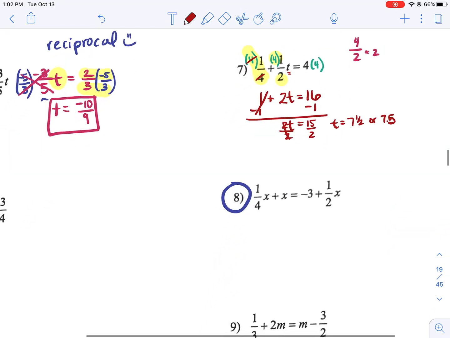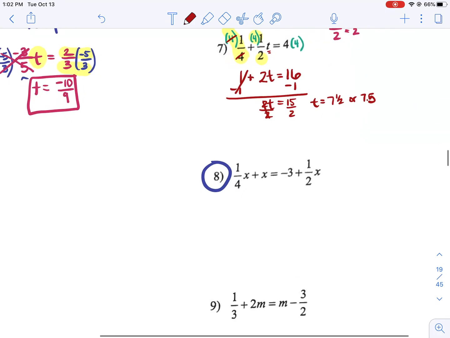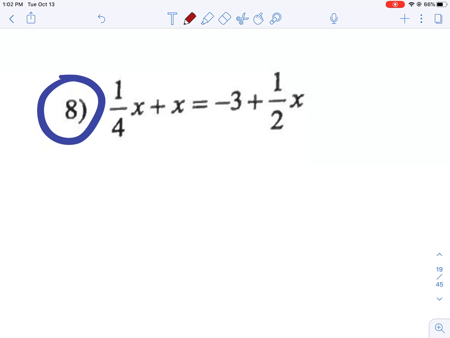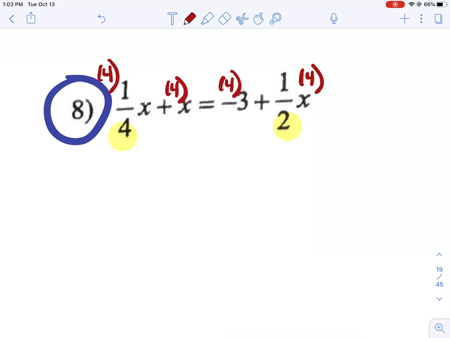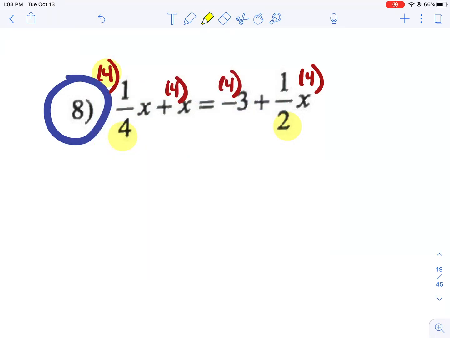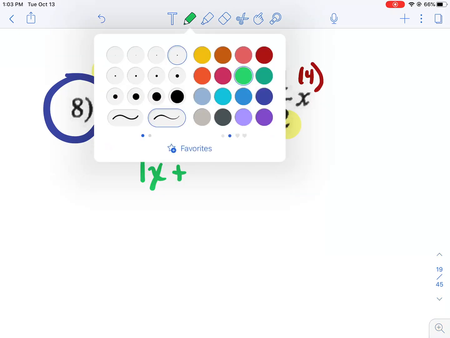Okay, so let's try another one like that. I circled number 8. That's a good one too. So let's look right underneath at number 8. If we look at this one, same idea. I just want to look at what's in the denominator, 4 and 2. So again, this works out that 4 is a nice number to multiply. I'm going to multiply every single part of the equation by 4. Okay? Now what's going to happen, again, 4 divided by 4, those are going to cancel. Don't forget about our x though. So we have 1x. Bring down my plus sign.